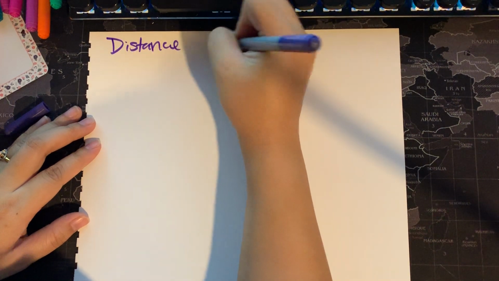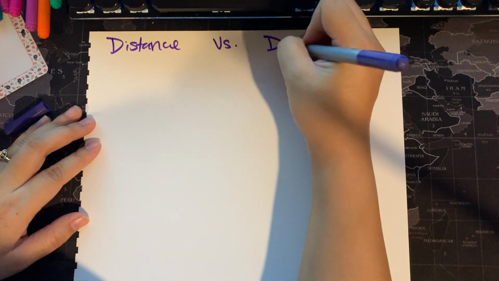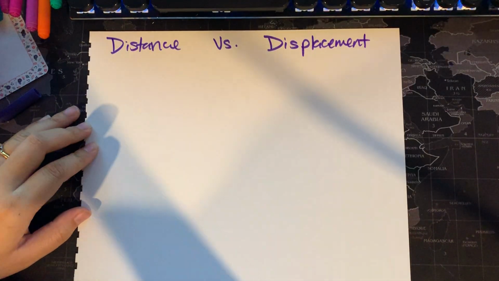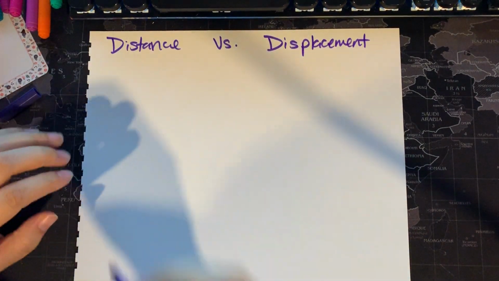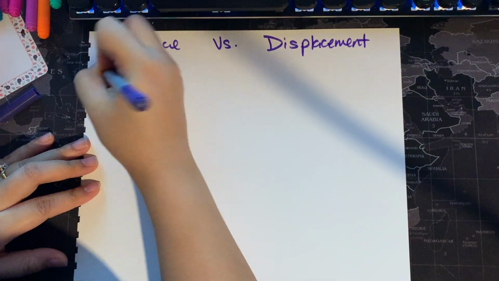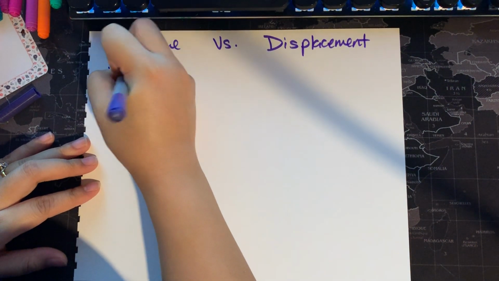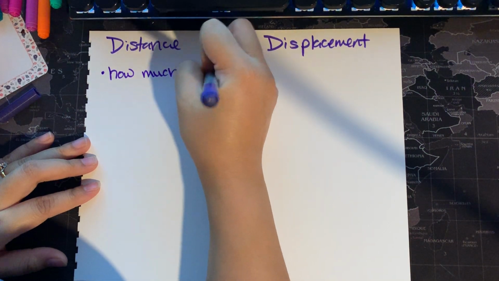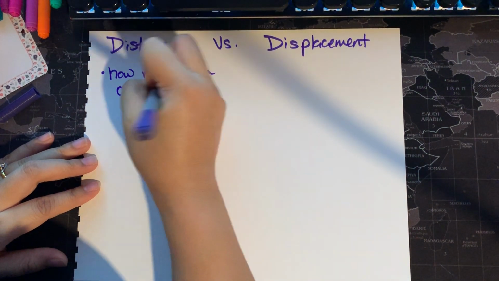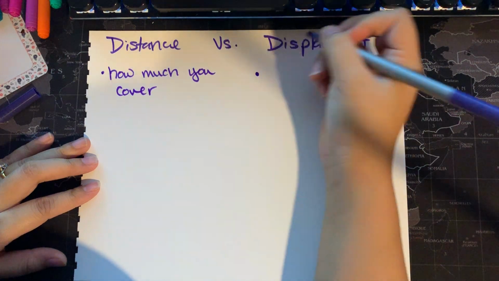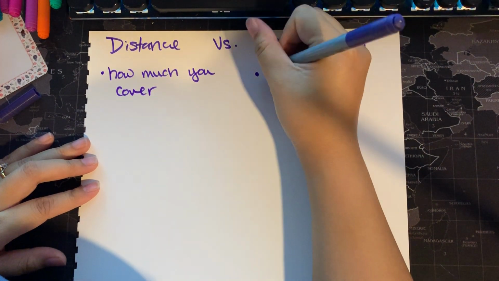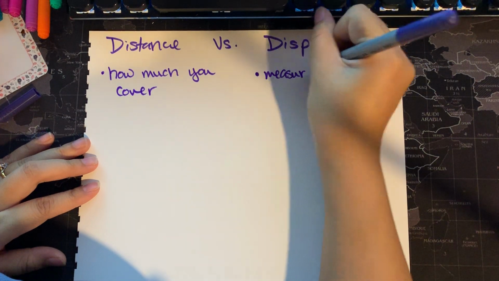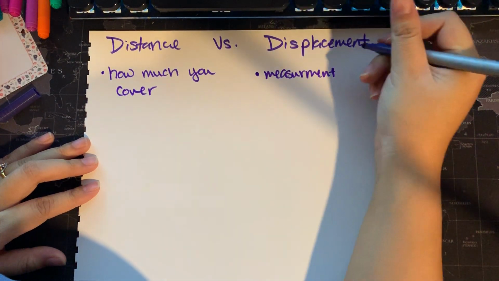So you have your distance, okay, displacement. All right, so distance, your total ground, how much ground you cover, okay? So how much you cover. Displacement is your measurement from start to finish.